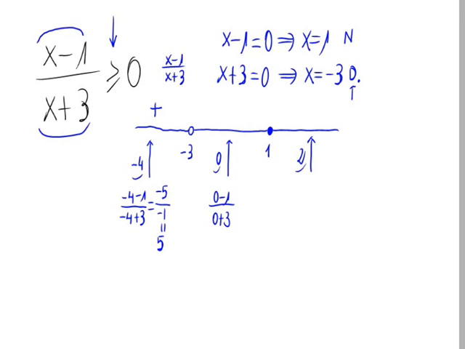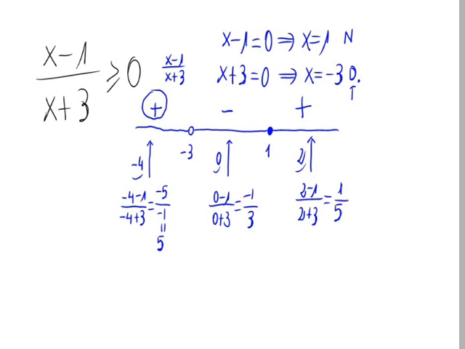Let's go with the 0. (0 - 1)/(0 + 3) is -1/3. Negative sign. So from -3 until 1, we will have a minus sign. And now with the 2, we have (2 - 1)/(2 + 3), that is equal to 1/5. Positive sign. So from 1 till infinity, we have a positive sign.